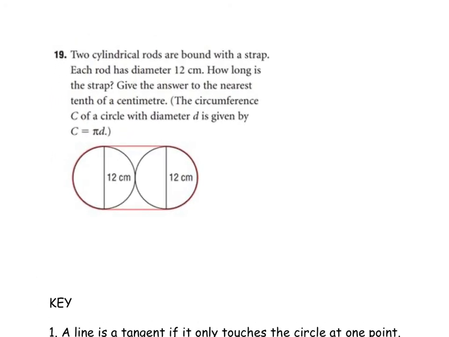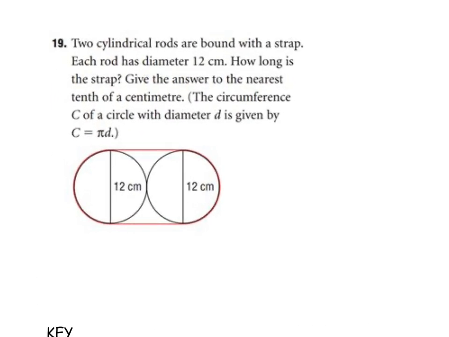This last one here is a little bit trickier. I'd say this is the hardest one in the whole assignment or in the whole practice. I'm not going to go through this one because I want you guys to give it a try, well, maybe I will. Yeah, let's do it. So 2 cylindrical rods are bound with a strap. Each rod has a diameter of 12 centimeters. So they drew those in. 12 centimeters, and then this red is the strap that's around it. How long is the strap?